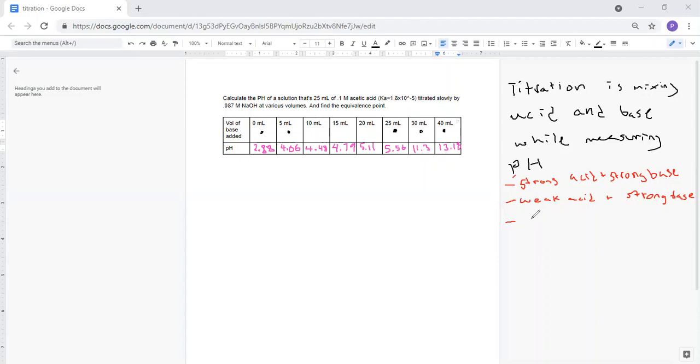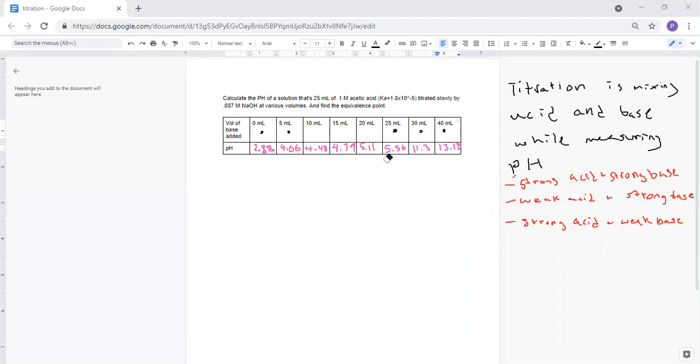And lastly, we have a strong acid plus a weak base. So in this one here, we will probably have like a base, and then we'll add some acid to it. In this one, we have an acid, and then we add base to it. Same concept, but kind of like the opposite.